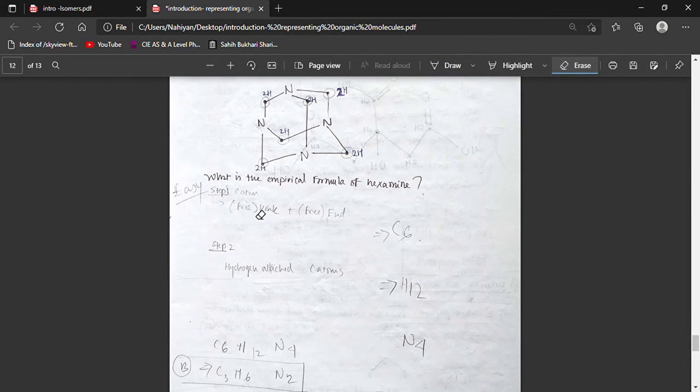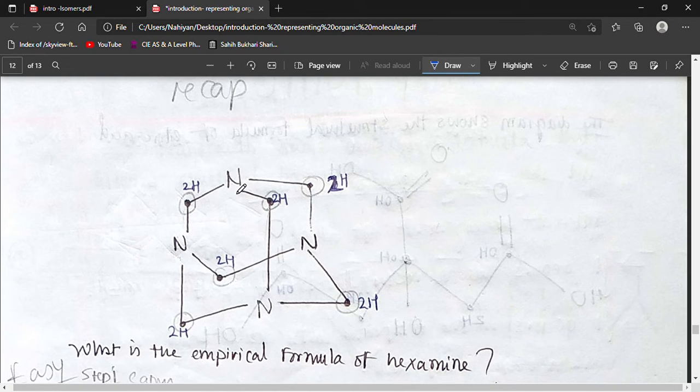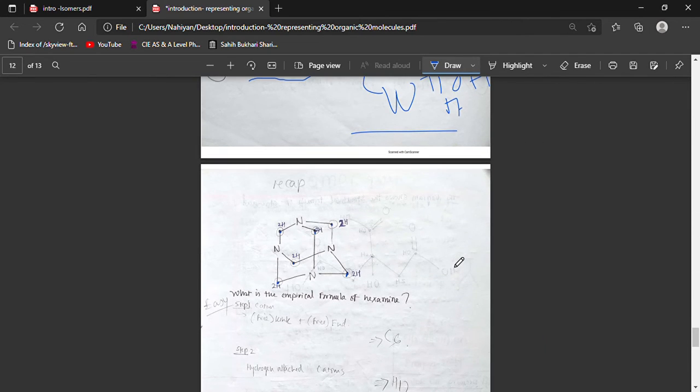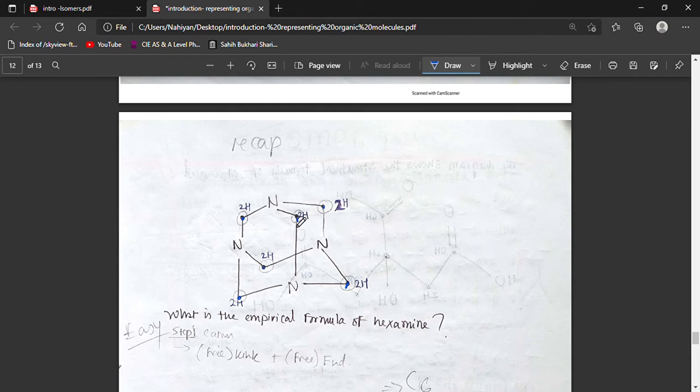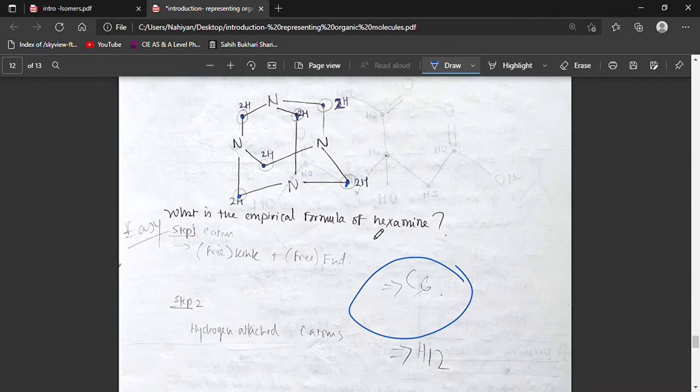So our first step was to count the number of carbon atoms. Let's start from here. This kink is actually substituted by another atom, so it is not counted. We have this kink, so we have one carbon, another carbon, three carbon, four carbon, five carbon, and six carbon. So we have one, two, three, four, oh, five, six. We have six carbon actually. I'm sorry. We have six carbon, six free kinks.